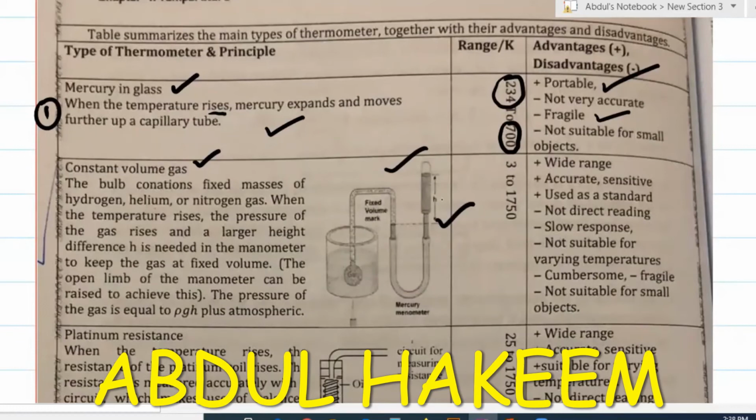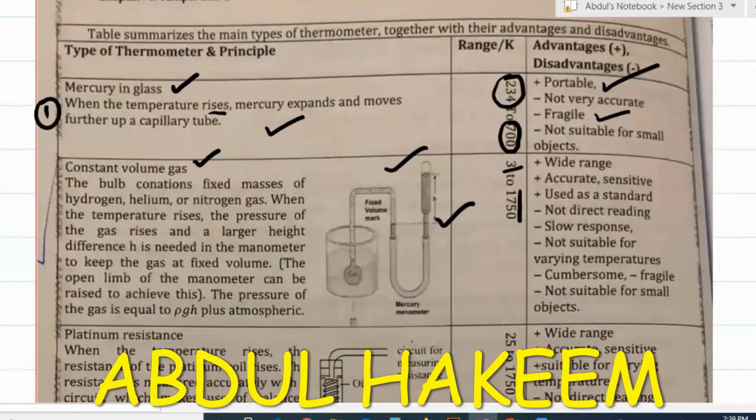So this manometer is raised, or more liquid is poured into it, to keep the volume constant. The open limb of the manometer can be raised to achieve this. The pressure of the gas is equal to rho g h plus atmospheric pressure. So this is called the constant volume gas thermometer, and its range is 3 Kelvin to 1750 Kelvin.